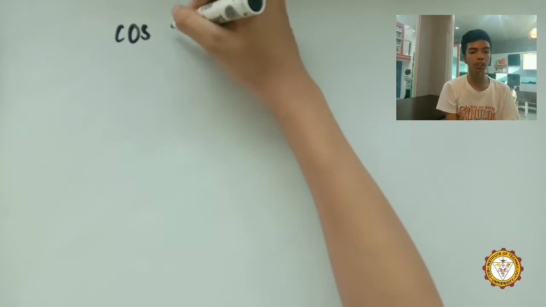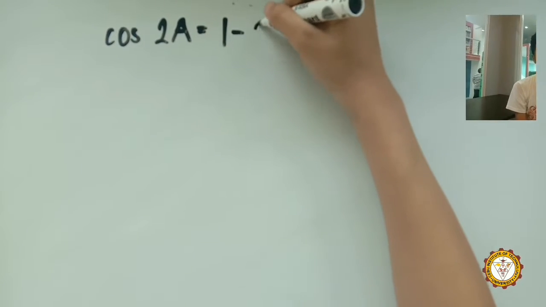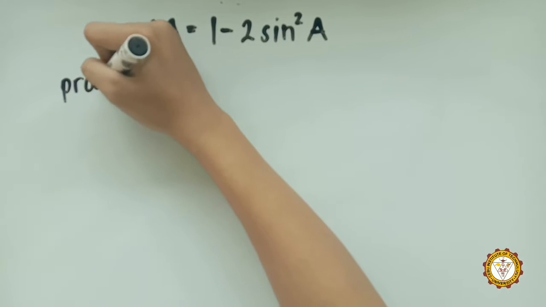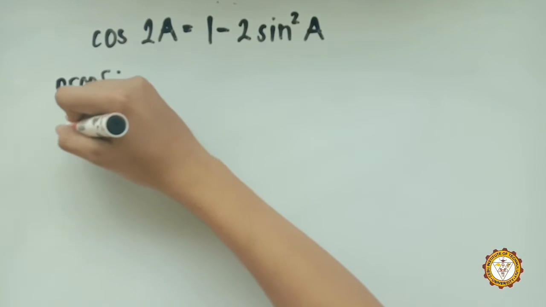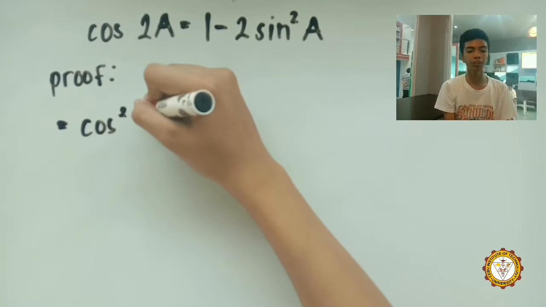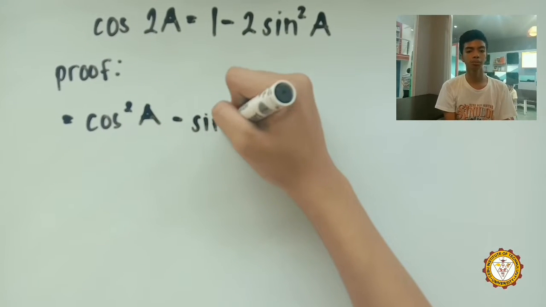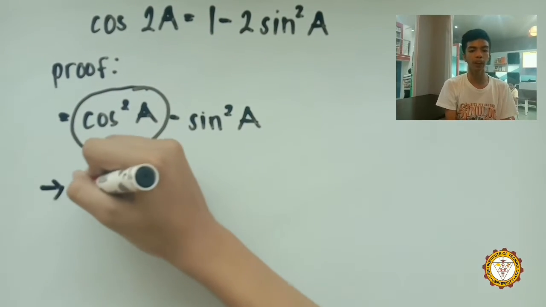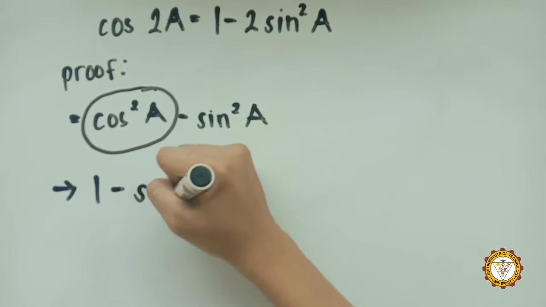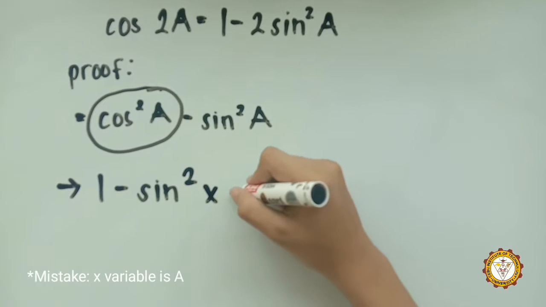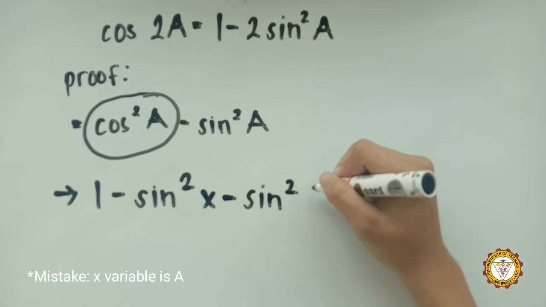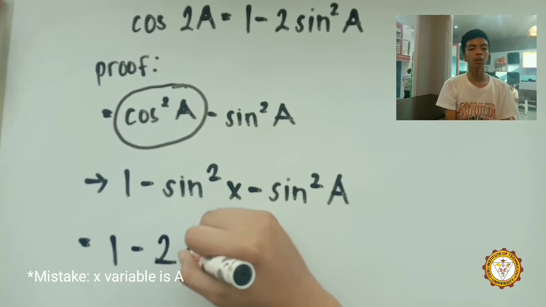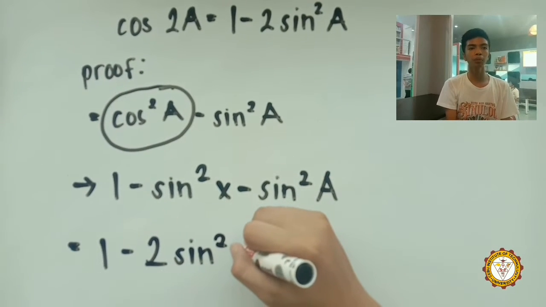The next formula is that cos 2A is equivalent to 1 minus 2 sine squared A. We all know that cos 2A is equivalent to cos squared A minus sine squared A. In the Pythagorean identities, cos squared A is equivalent to 1 minus sine squared A. So we'll simplify this, so it is equivalent to 1 minus 2 sine squared A. And the formula number 2 is proven.